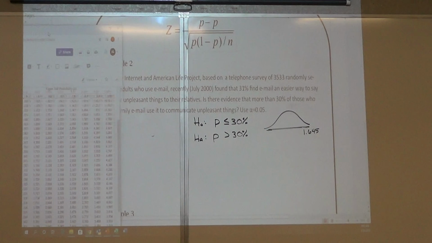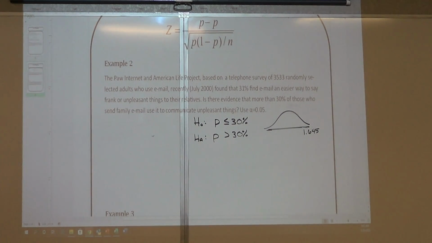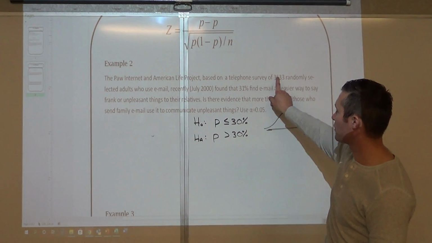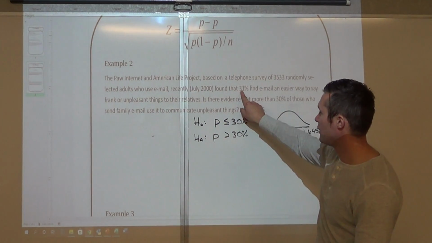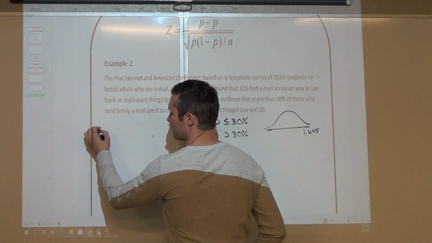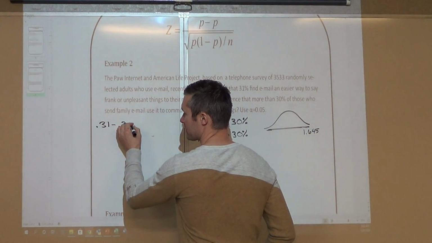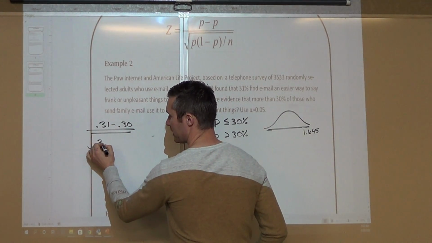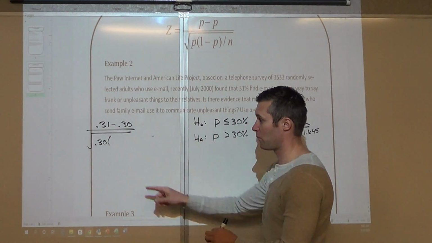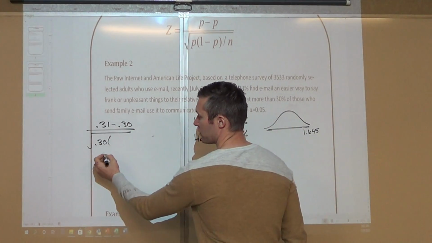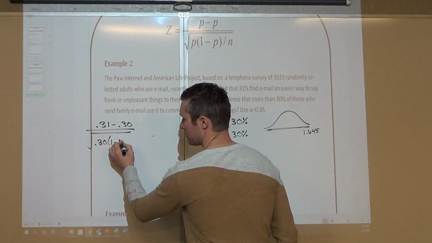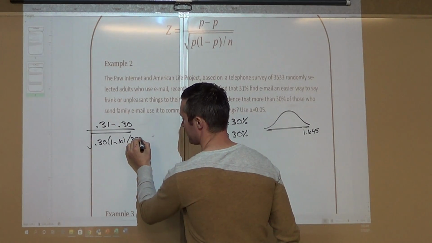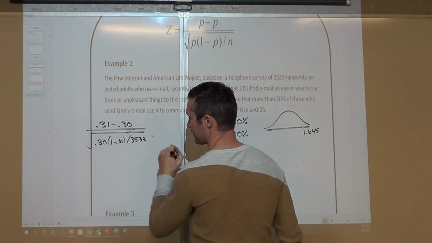So now we'll go from there. So once again, we'll take our sample proportion. So I recently found that 31%, so of this 3,533, 31%, so we go 0.31 minus our population of 30%, divided by the square root of our population, 0.30, and then again, we're going to go minus 0.3, so 1 minus 0.30, divided by our sample size of 3,533. So that's all underneath it.